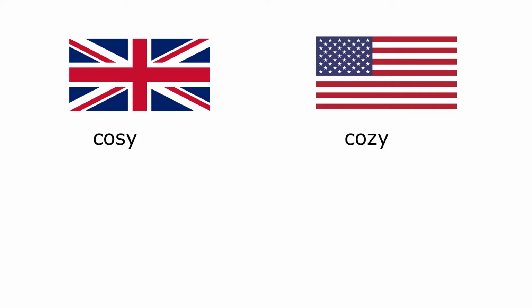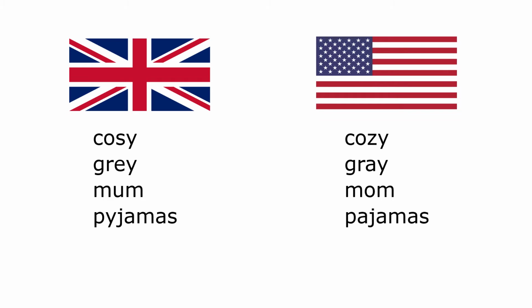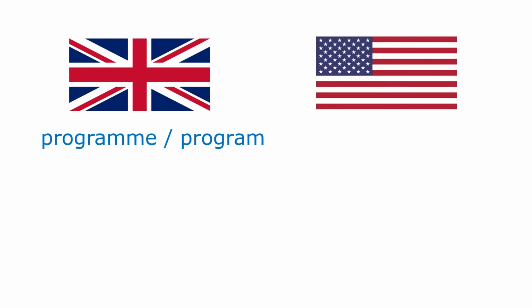Let's look at some more examples. Cosy, grey, mum, pyjamas, tyre. This is a car tyre. And can you see many differences there between the British and the American spellings? So again, if there are any words here that you don't understand, please make a note of them and check their meaning in a dictionary after this lesson has finished.